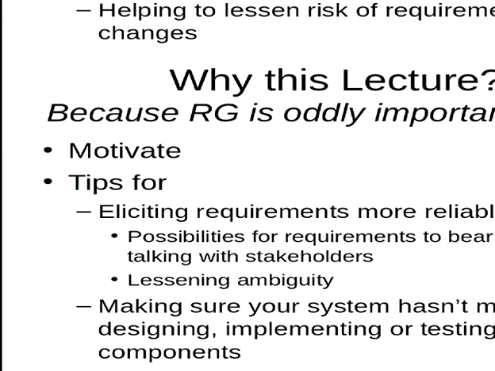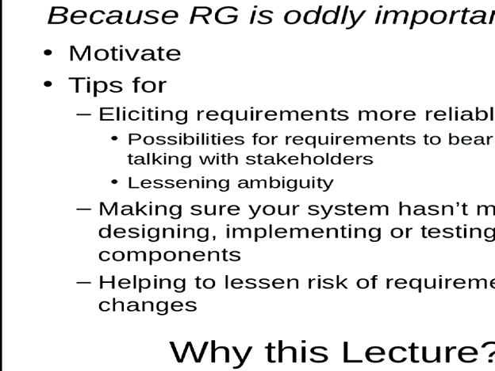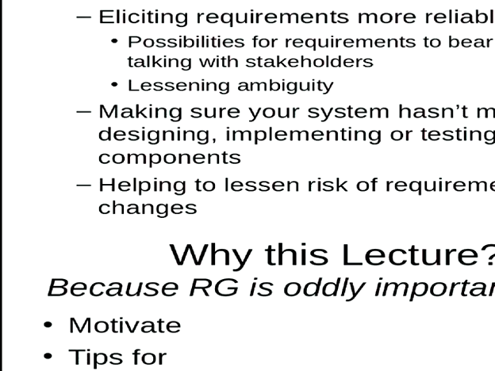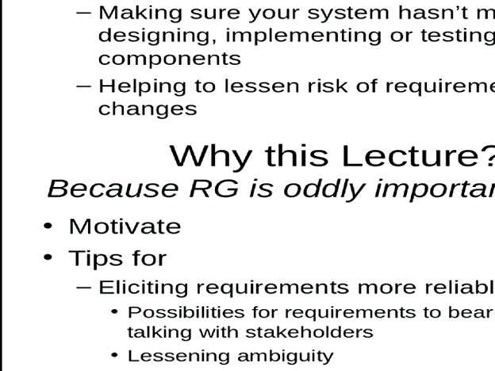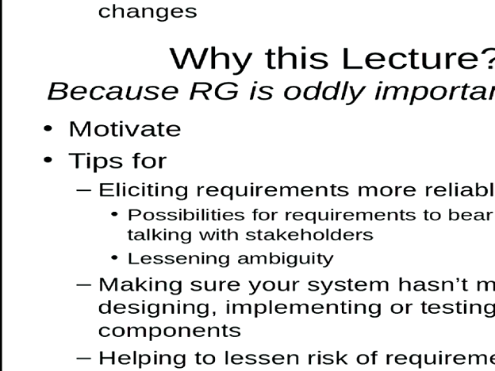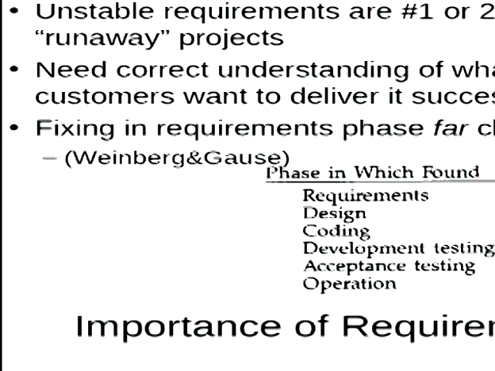And these include procedures and possibilities for requirements to bear in mind when you're talking with stakeholders, things that you can ask proactively about the performance side that you might otherwise have overlooked, and that will lessen ambiguity, okay? And this is about trying to make sure your system hasn't missed out entirely on some important requirements, and helping to lessen the risk of requirements changes.